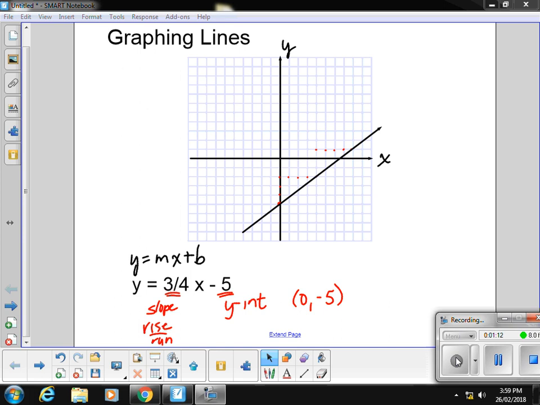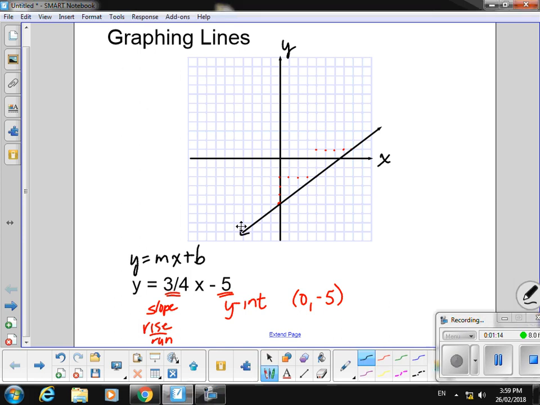You really do have to be impressed with how much neater I am getting. Okay, so I want to label that. I have my axis labeled, 3/4 x, subtract 5.